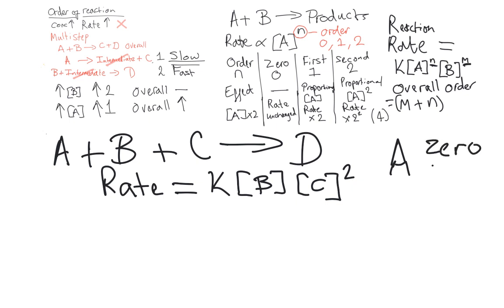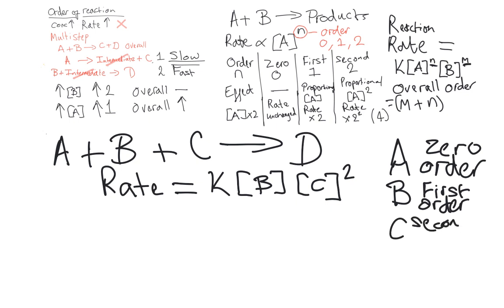Why do I know that? Because A doesn't feature, so if you imagine A could be there, it'd be A to the power of 0, and that becomes 1. So K times 1 times the concentration of B times the concentration of C squared. So that 1 can just disappear. B is there just as its own concentration. There's nothing there because it's to the power of 1, and if it's to the power of 1, that means it's first order. C is there squared, so C is second order. So we've got one of each here.